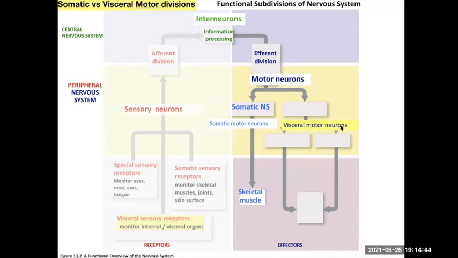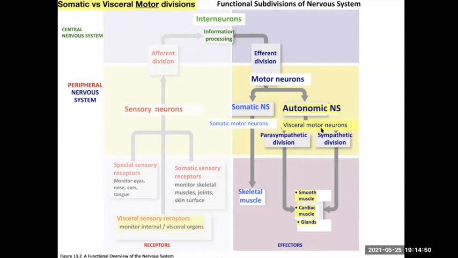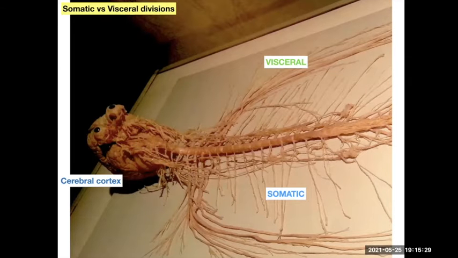We have visceral motor neurons, and they're controlling smooth muscle, cardiac muscle, and glands. And this will make up your autonomic nervous system, which is going to be divided into two functionally and anatomically distinct parts: parasympathetic and sympathetic. So let's look at these two pathways once again.